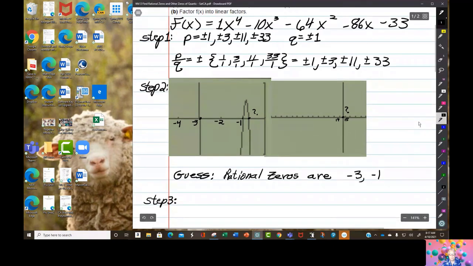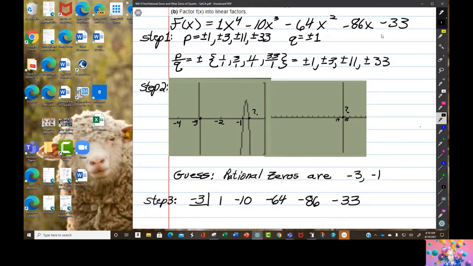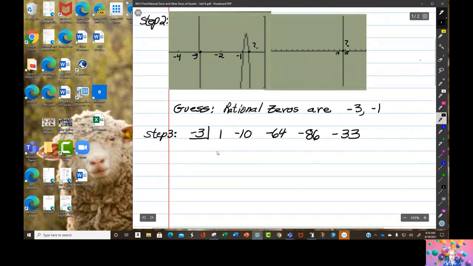So let's do this thing. I'm looking up here, so I'm starting down here, then I'll scroll up, but I need to see what these coefficients are. I'm going to start with negative 3 as my guess. So 1, negative 10, negative 64, negative 86, negative 33. Is that right? 1, 2, 3, 4, 5. Okay. Now, if we get a zero remainder, then negative 3 is a rational zero of f of x.